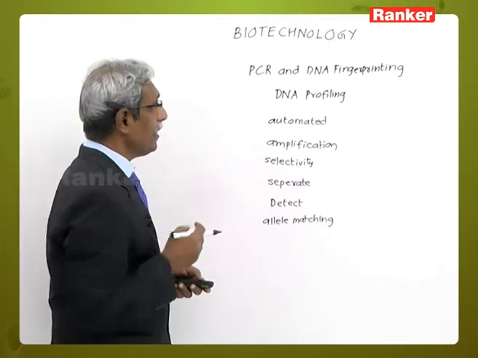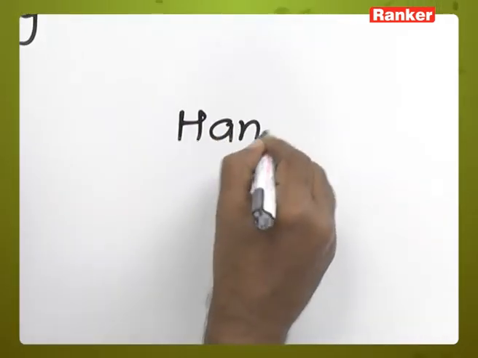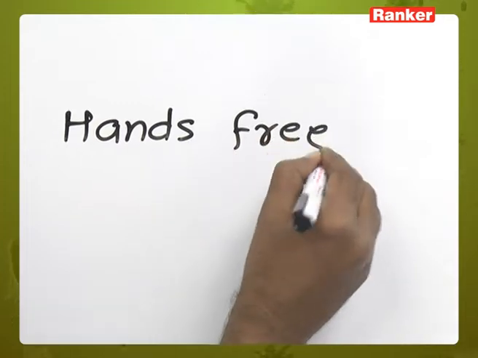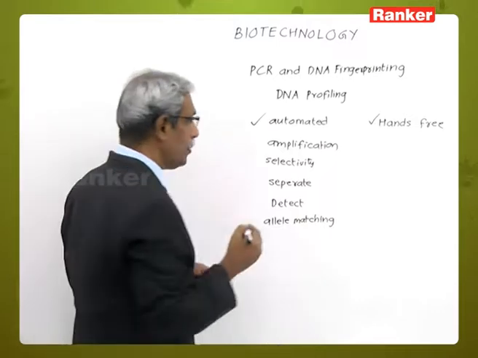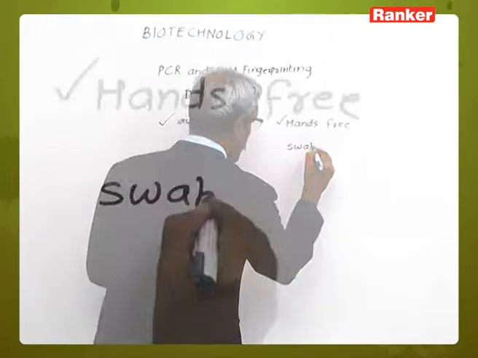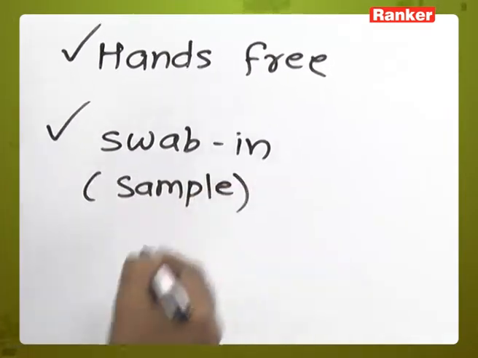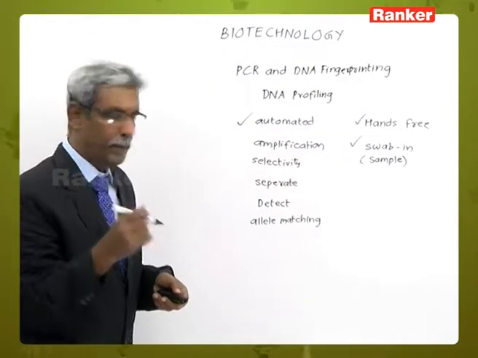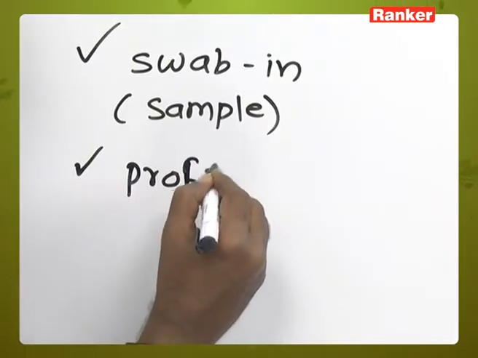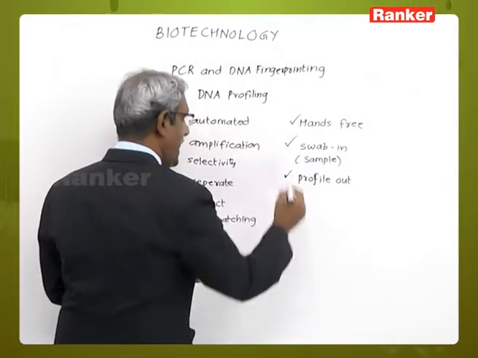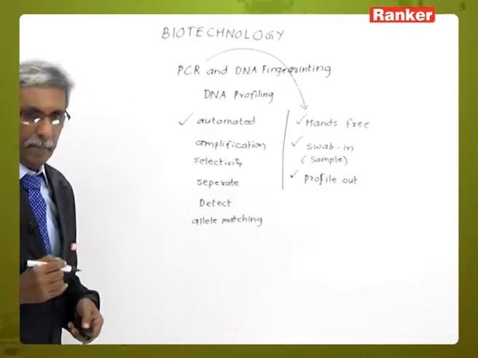If you take PCR and DNA fingerprinting, it is a hands-free, automated technique. We need only swab in the sample, which is a very, very small sample. We just put the sample in, and we can get the profile out. So, a hands-free, swab-in, profile-out technique is achieved by means of PCR.